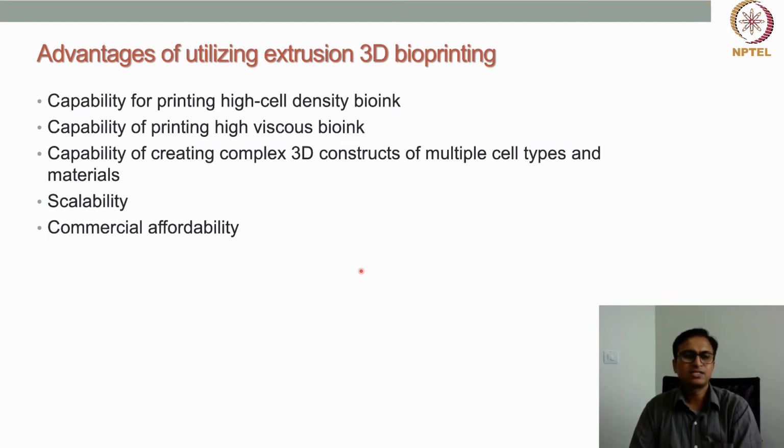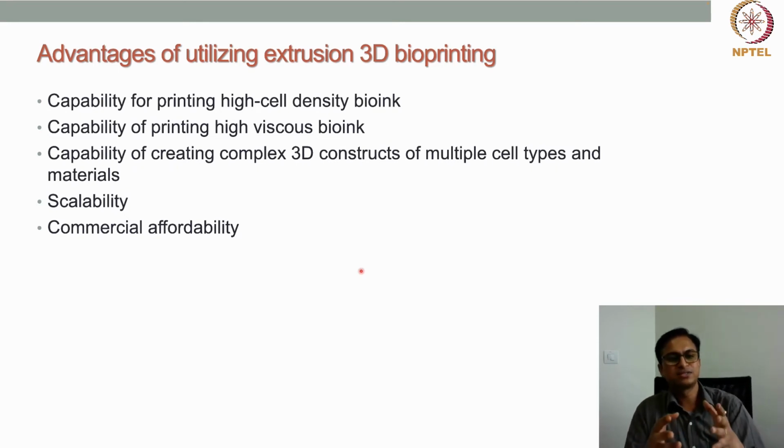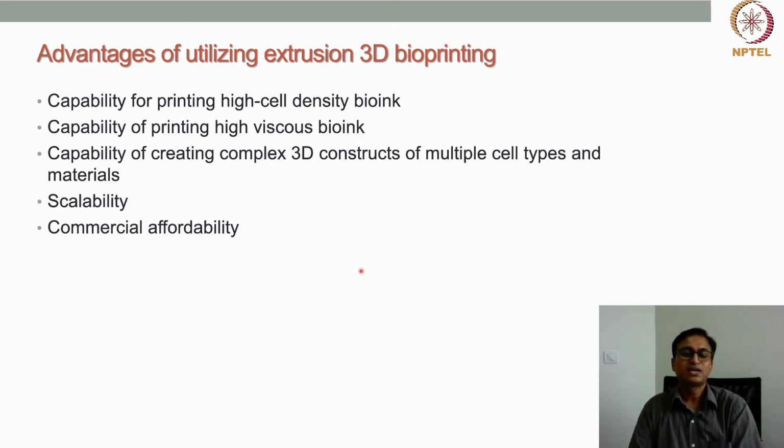Then the other thing is, if you see in our tissue, most of the tissue is not a single cell type. It is composed of multiple cell types, right? And those cells are arranged in a particular order. There is a hierarchy, with different positioning or locations of cells. If we would like to create that kind of complex 3D construct, then extrusion bioprinting is a big advantage, because this technology has the capability to print complex 3D constructs with multiple cell types and using different types of materials, right?